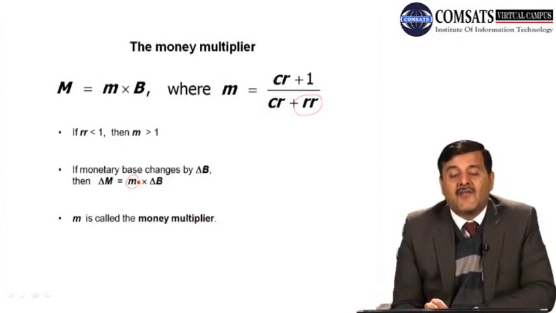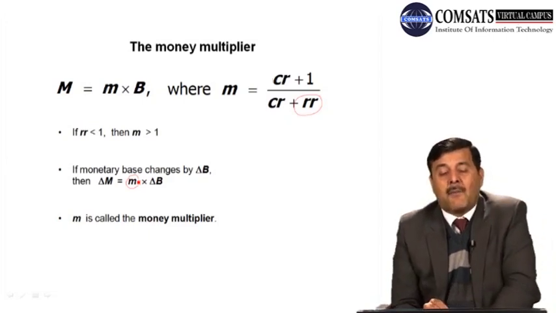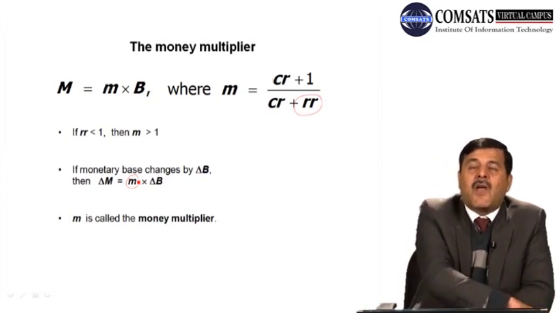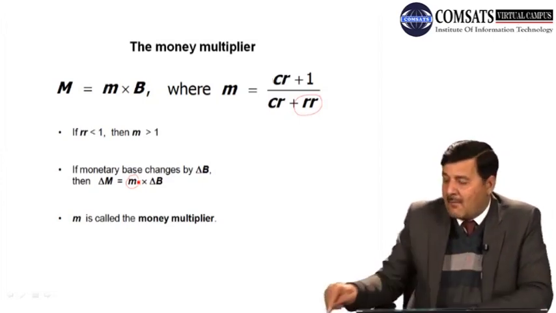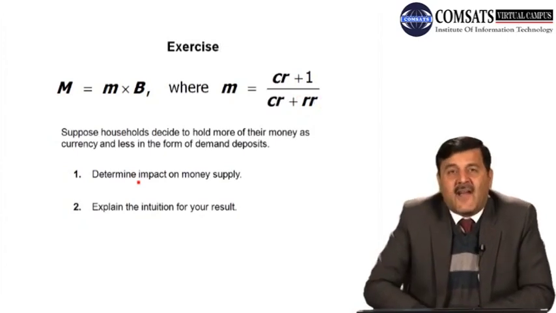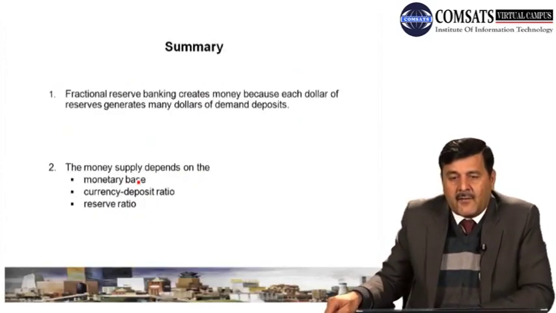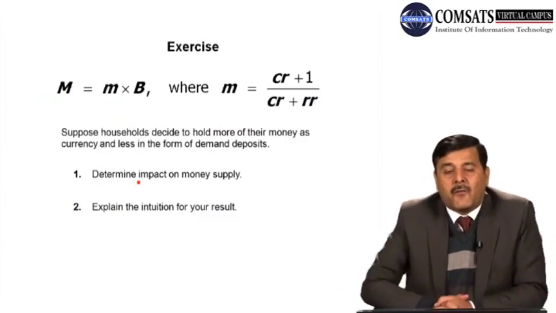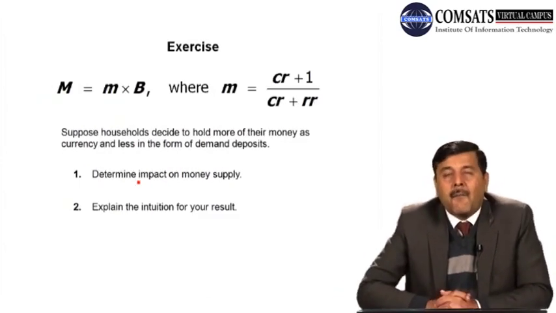Now if we apply change on both sides, if monetary base changes by delta B, then what will happen? Delta M is equal to small m into delta B. Small m is called the money multiplier. So why do we call this a money multiplier? So there is an exercise for you, there is a question for you, right, जो कि आपने घर में करना है. I will try to provide you the solution of this also.